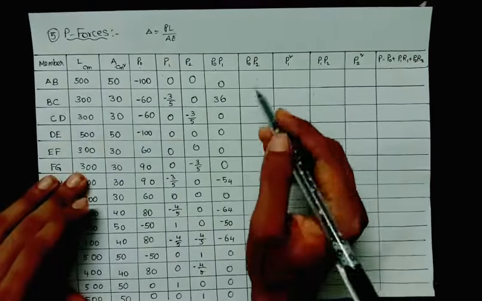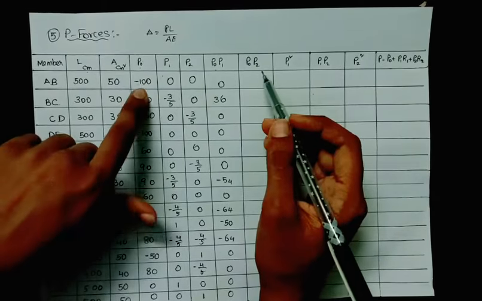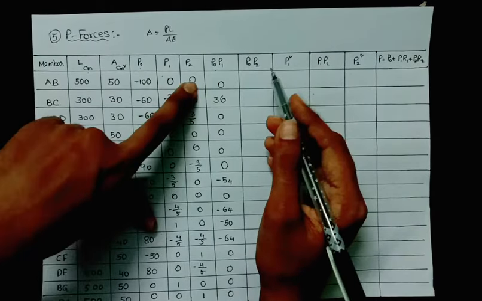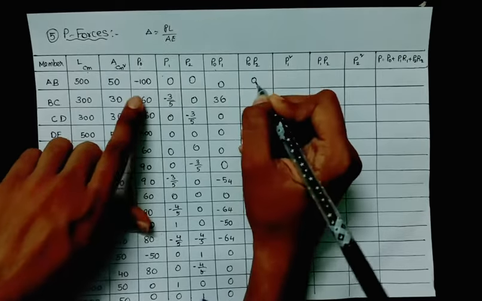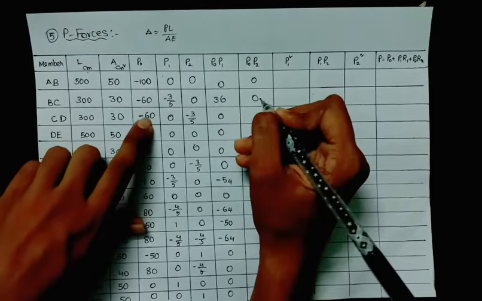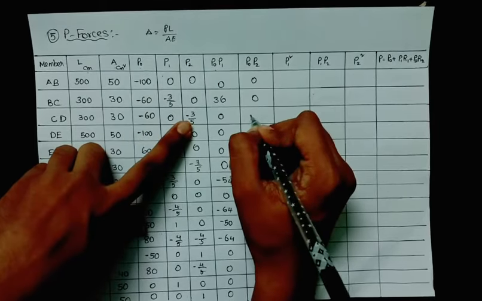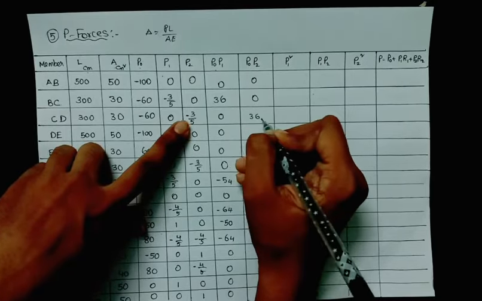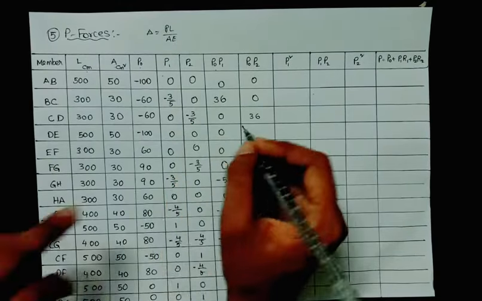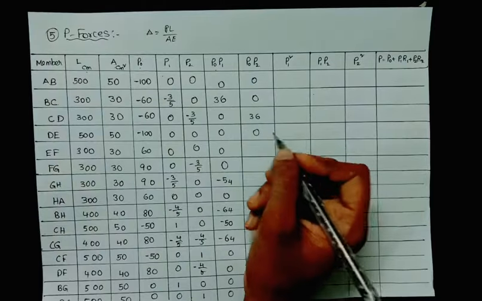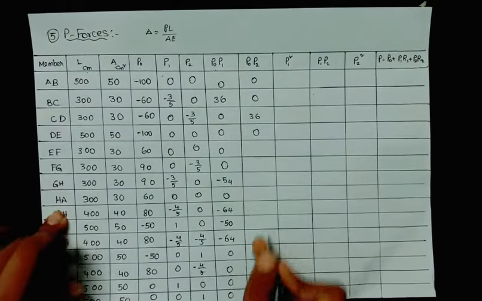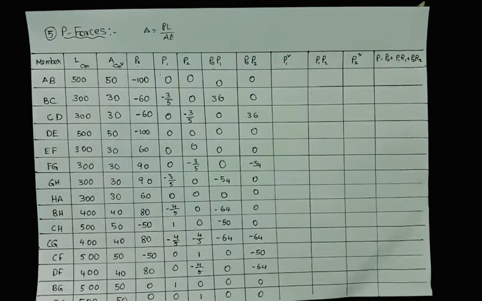So I have multiplied all the values. Now multiply P0 into P2. That means this P0 value into P2 value. It is again 0. 60 into 0, 0. 60 into -3/5, it will be 36. Okay, 36. 100 into 0, 0. Similarly fill all the values in this column.